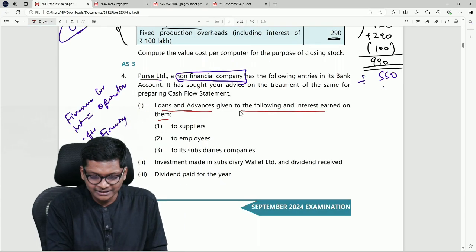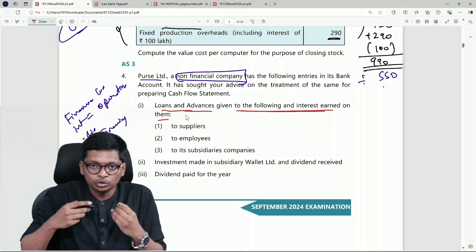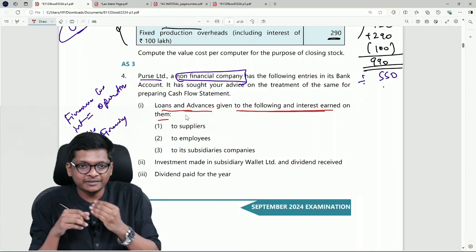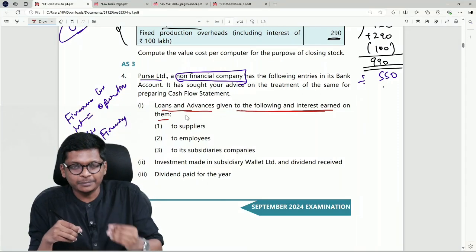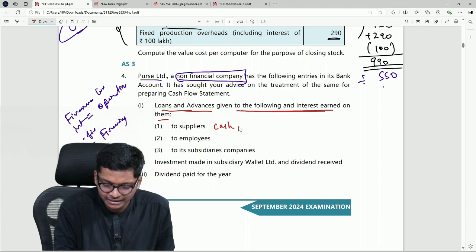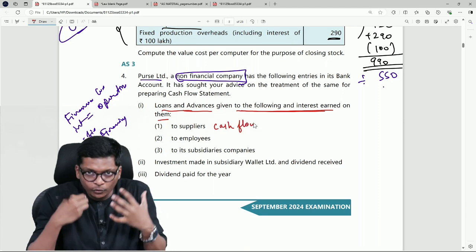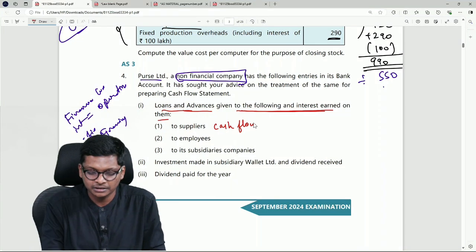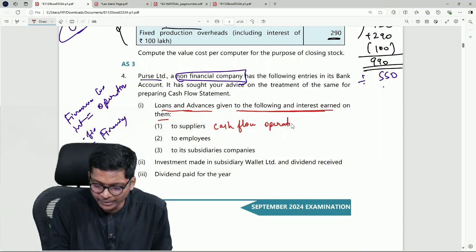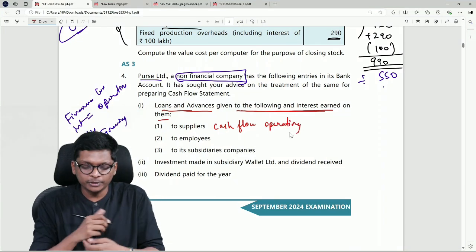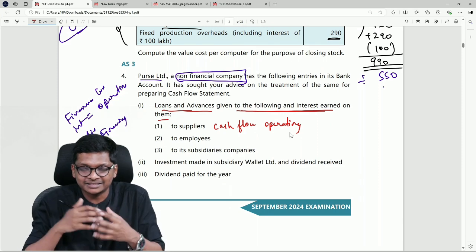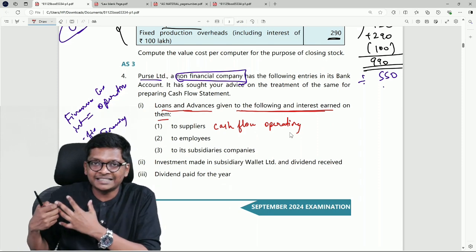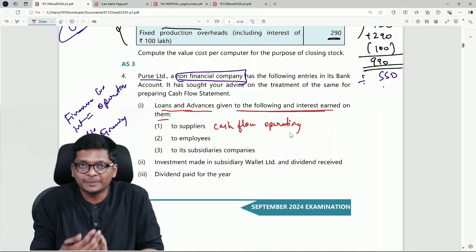So loans and advance given to the following and interest earned. So to my supplier, I am giving loan and that person is paying me interest. So this will be cash inflow for me from what activities? From operating activities. Why, sir? Because supplier is part of my core business. If I can't give him the finance he needs, I might not get the goods, my operations will be affected.